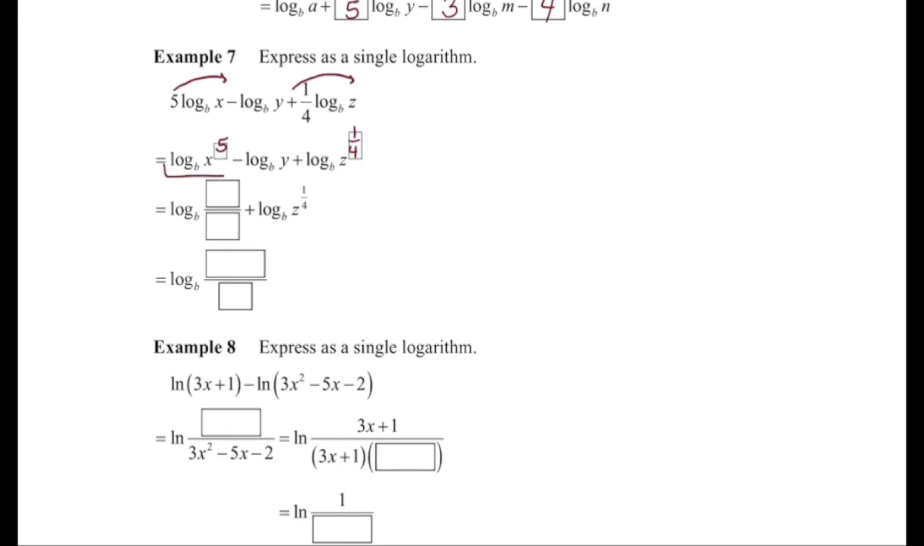The first operator I see is subtraction. That tells me that I can take that subtraction and put it into a quotient using the quotient rule. Log base b of x to the 5th over y. I know that I'm going to be multiplying, but I also know that I can rewrite z to the 1/4 as the 4th root of z, since it's z to the 1st power. And since I'm adding, I'm actually going to be multiplying. So multiplying, and this is over 1. So when I multiply this, I'll have x to the 5th, the 4th root of z, all over y.